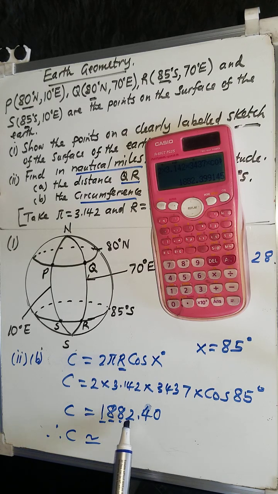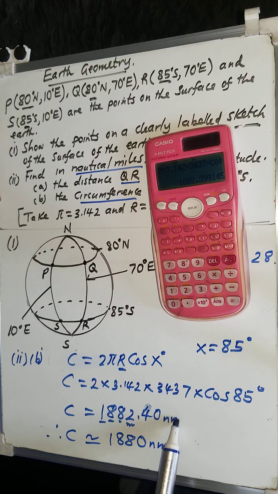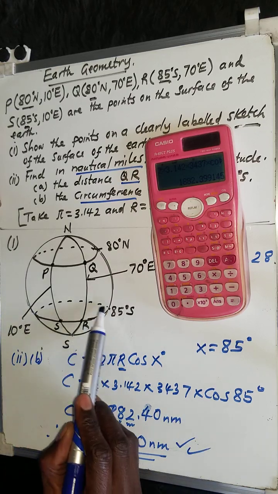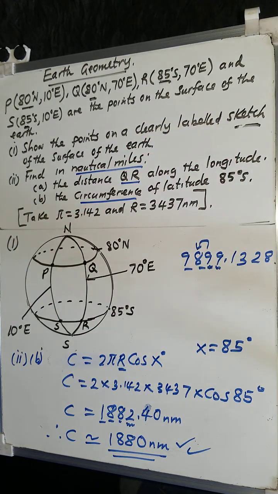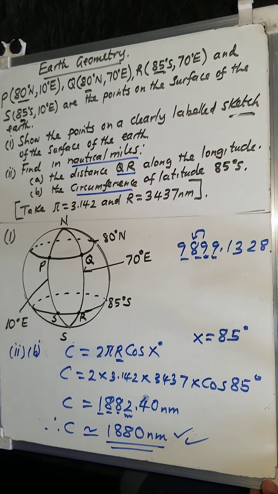1, 2, 3. Look at the number that follows there, 9. So that is actually more than 5. So it will be just 188, but maintain that by replacing it with a 0, and that is going to be in nautical miles. So that is the circumference, or the total length of this circle of latitude 85 degrees south. So that is basically what they wanted you to do.